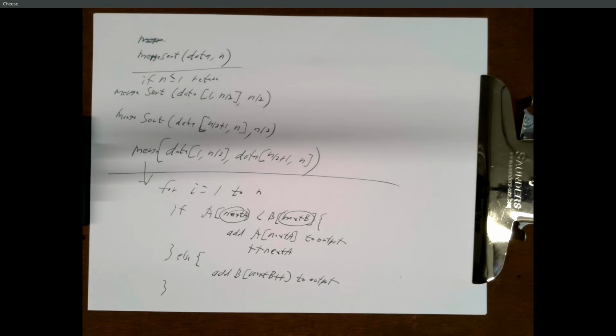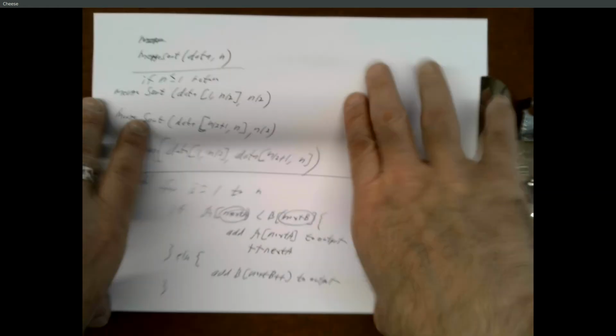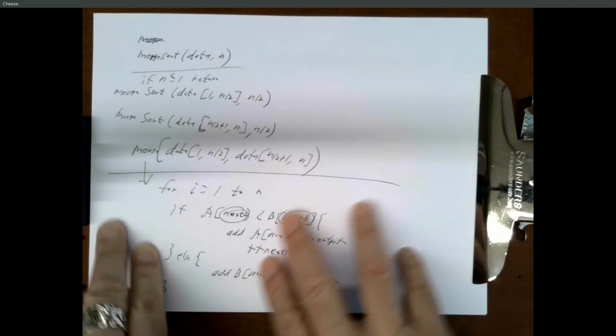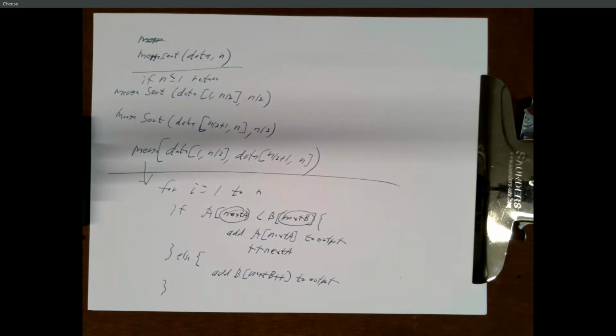Just compare the beginning of each of the remaining things in your 2 lists, pick the smallest, add it to your output. Right, so output bracket I equals, and do that through. So merge sort is not a lot of work to write. Okay, it's a merge operation. There's edge cases, but other than that, it's a pretty straightforward algorithm, and all the work's being done recursively.